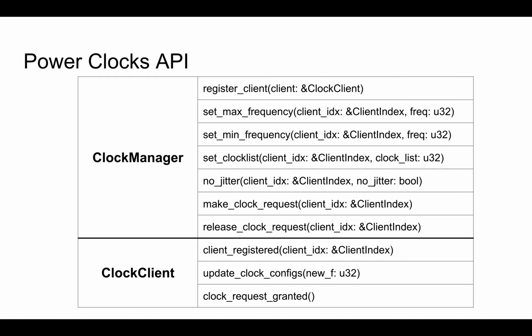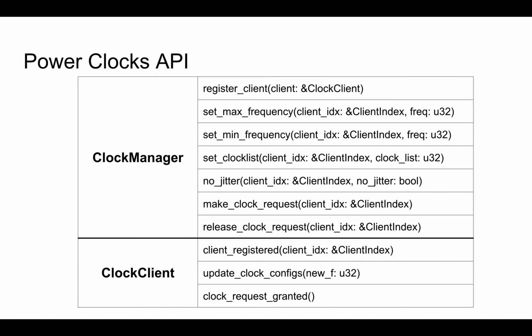Each client informs the manager of its clock requirements through functions such as set min frequency, set max frequency, set clock list, and no jitter. Before performing any operations that require a clock, the client must request a compatible clock from the clock manager. The clock manager is a centralized component that dynamically chooses the most energy-efficient clock, subject to the clock constraints of peripherals with active or waiting operations.